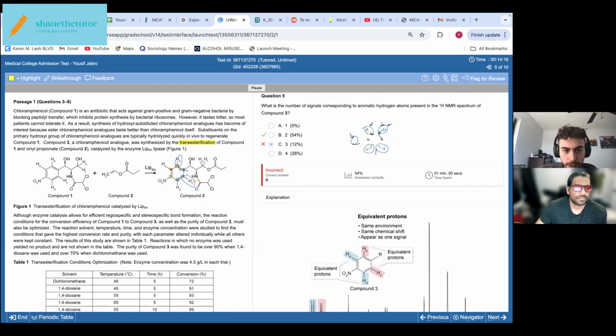So this is bonded to the one. That's one, and then this one. Oh, okay. All right, that makes sense. What if this said NH2? Then it would be three signals because this one's by itself. It would be a singlet. So these two would be the same. These two would be the same, and then this one would be by itself. Good. Okay, all right, that makes sense.